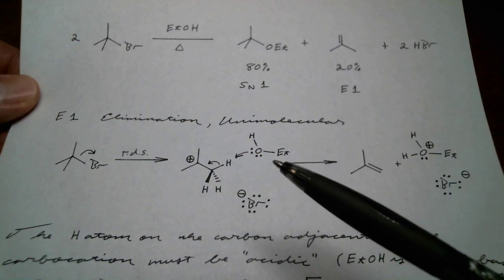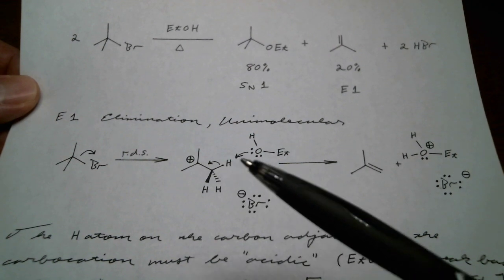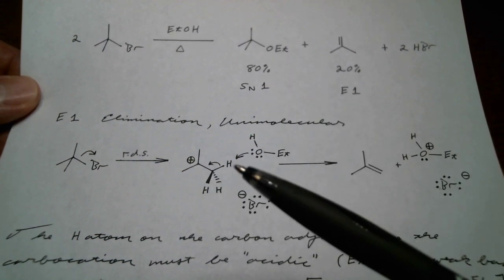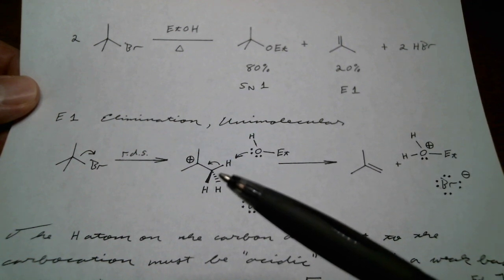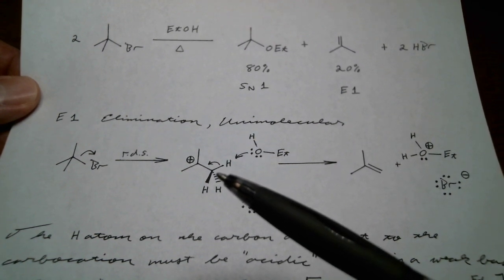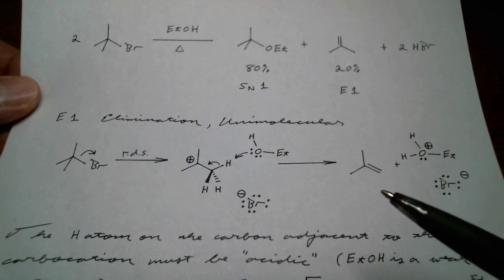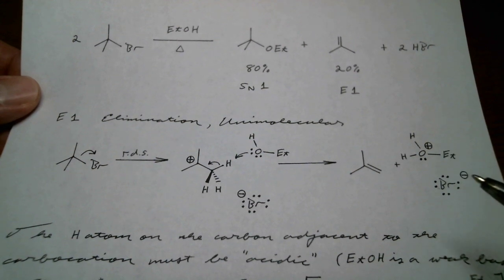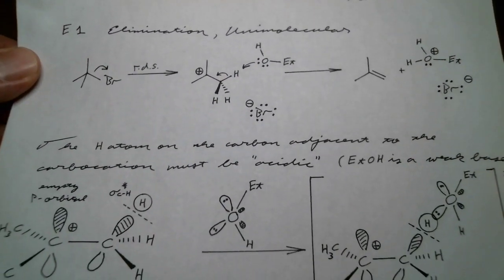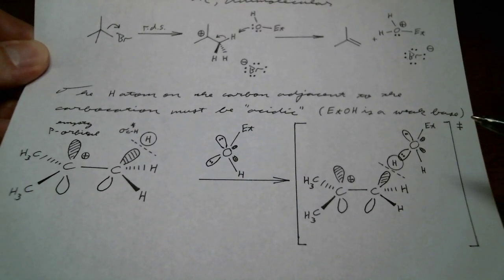Well, instead of our ethanol taking a lone pair all the way into our carbocation to form a bond and eventually get deprotonated to give us the SN1 product, it might bump into the proton on the carbon adjacent to that carbocation and pluck that off. And then the electrons in that carbon-hydrogen bond go to form a double bond. And that's how our E1 product arises. Of course, we get protonated ethanol and bromide, which is simply HBr in ethyl alcohol. So the hydrogen atom on the carbon adjacent to the carbocation must be acidic, because ethanol is a fairly weak base.